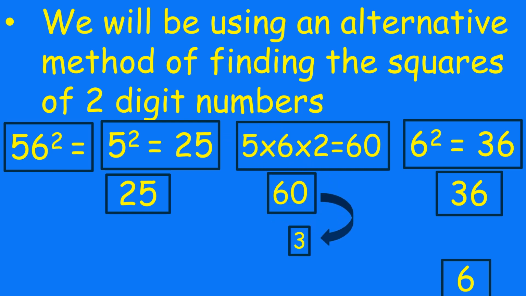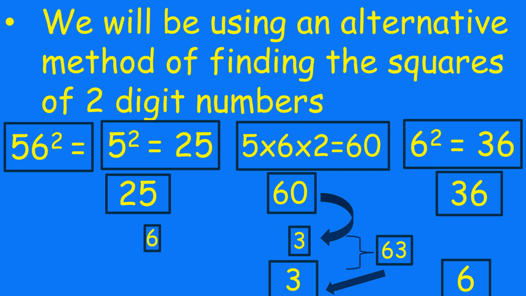Then we will only retain the 3 and carry over the 6. Why are we carrying over the 6? For the middle term and the third term, we are only supposed to retain one single digit. So we carry over that 6 from the middle term to 25, and that gives us 31, because 25 plus 6 is 31.